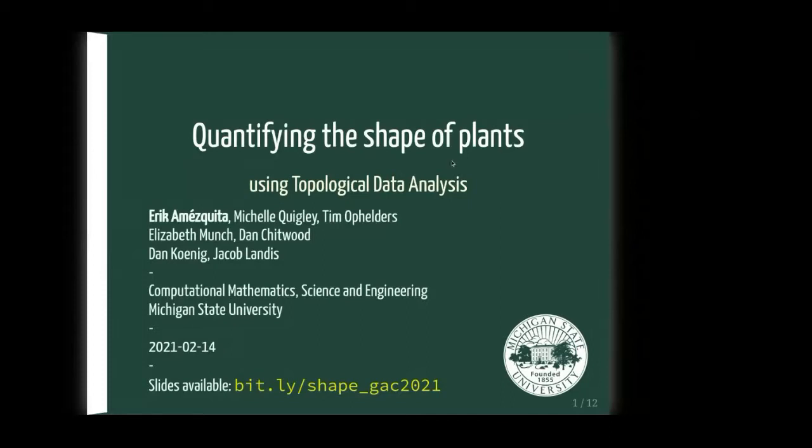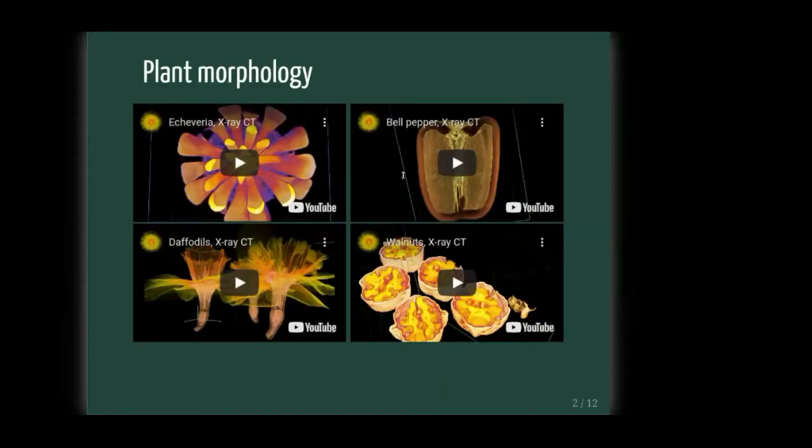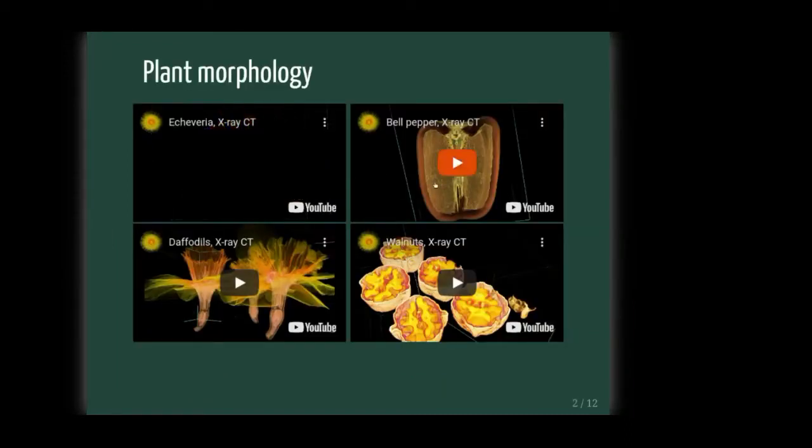Today I'm going to talk about how to measure or quantify the shape of plants using TDA, topological data analysis. Now, this is a very cool project that mixes a bit of math, a bit of computer science, some statistics, and a lot of plant biology. And when I say plant biology, I mean a lot of plants.